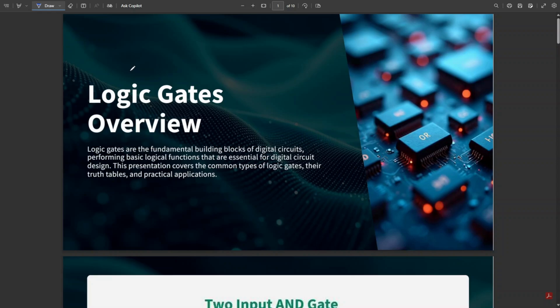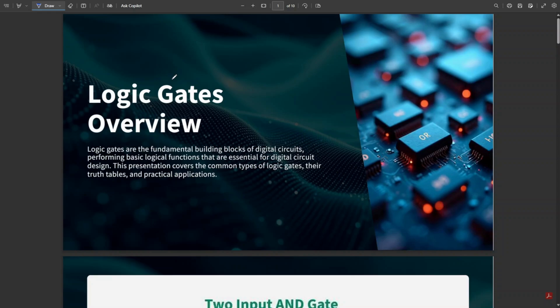Hi, so in this short tutorial, I'll be going over the basic logic gates, what they are, how they work, and why they are important in digital electronics. I've included the truth tables, the standard symbols, and explained the functionality of each gate.